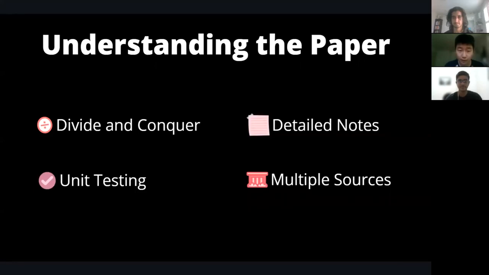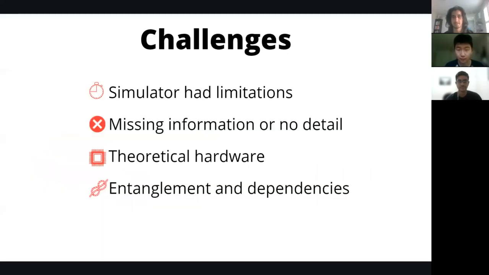To understand the paper, we broke it down into multiple sections and made organized notes on what we did and didn't understand. Some challenges that we faced were that there were very few circuit diagrams and some steps were omitted. One section even required using quantum RAM. Unit testing was also hard due to entanglement, because we could not selectively dump the value of certain registers halfway through the program.